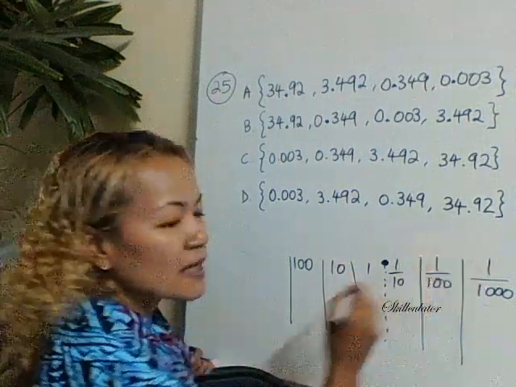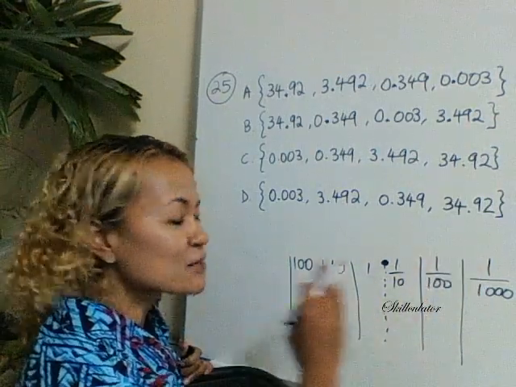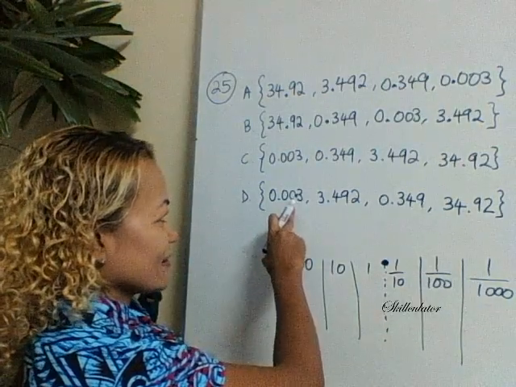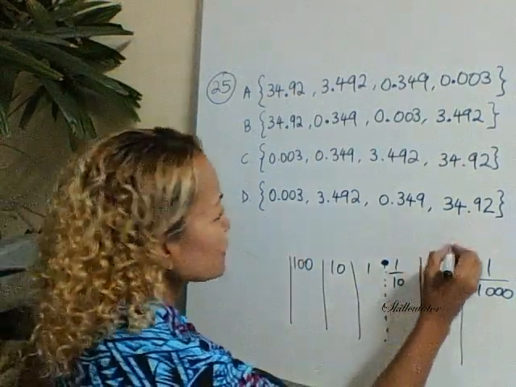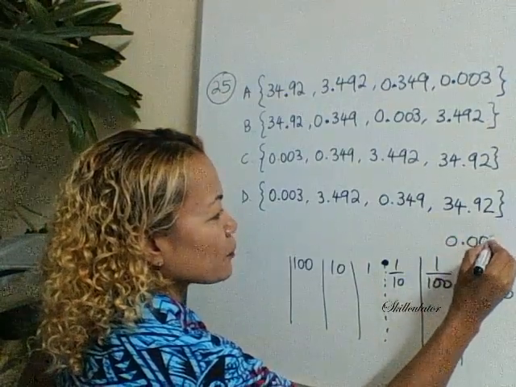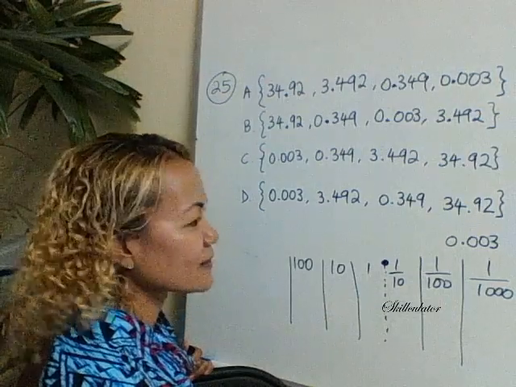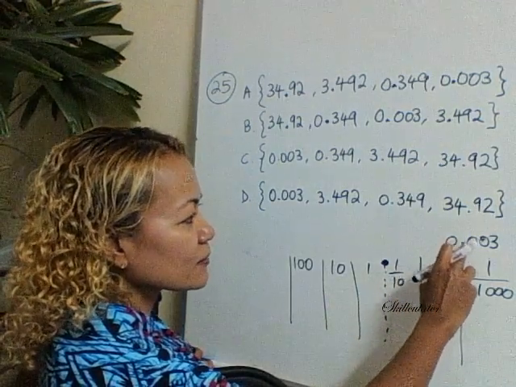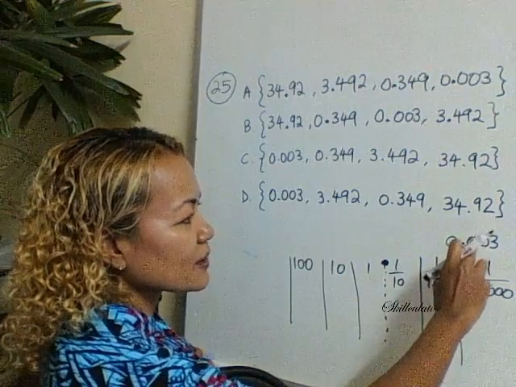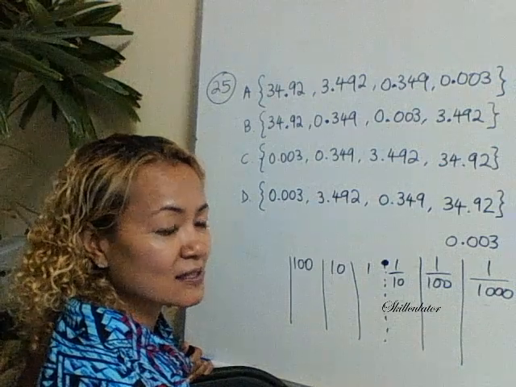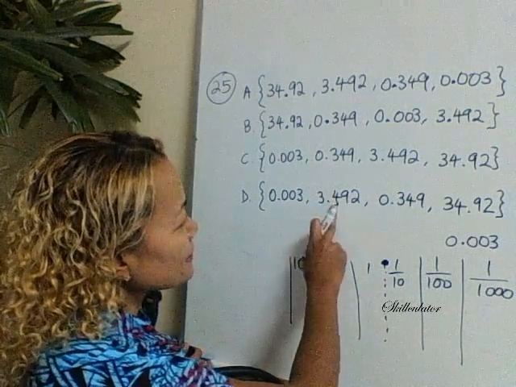Okay, so we want to find the series of numbers where this one is right at the end. We'll just put it at the end here to see the one that we come up with that is the smallest. Okay, so nothing in the ones column or the units column, nothing in the tenths column, nothing in the hundredths column, then a 3 in the thousandths column. Let's look at the next number.